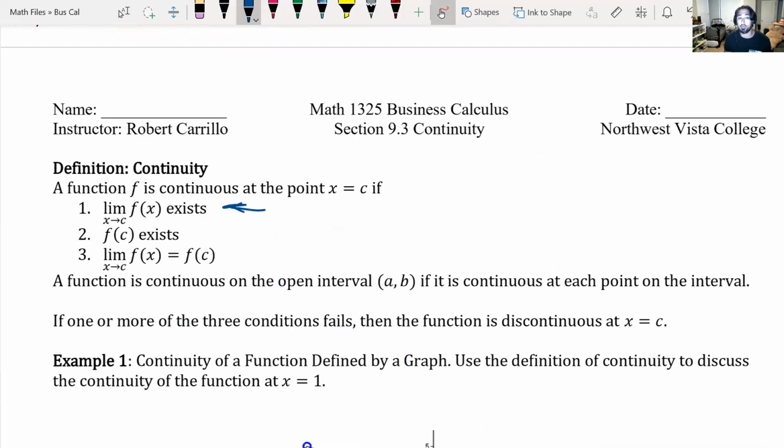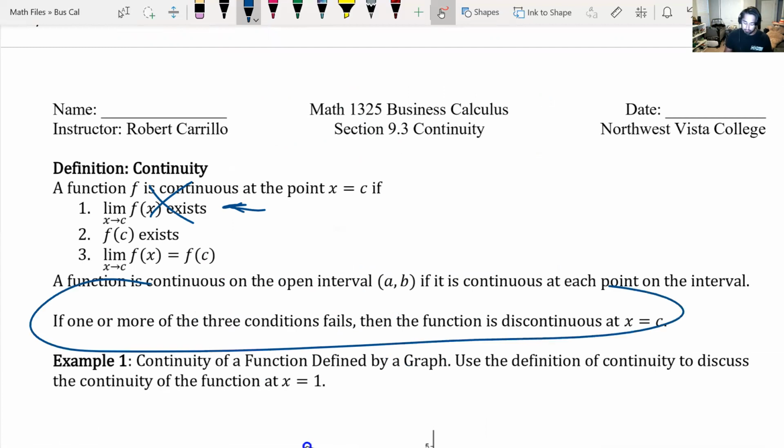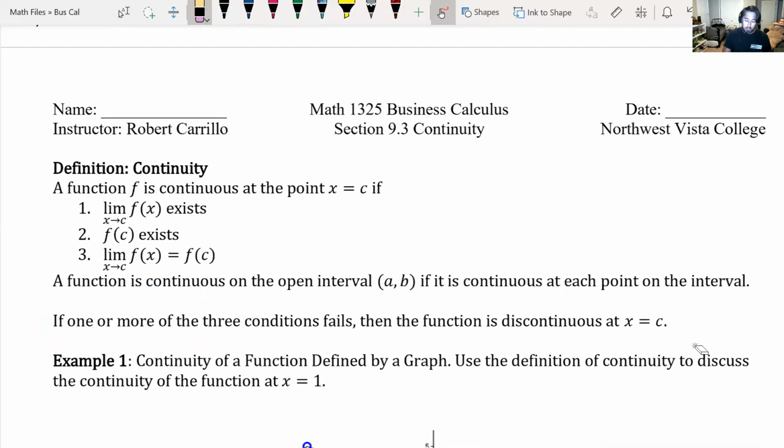We failed rule 1. And since we failed rule 1, this makes it discontinuous at x equals 1. If one or more of the 3 conditions fails, then it is discontinuous. And that is how we use the rules of continuity to prove that something is discontinuous. Okay, fun times, right?